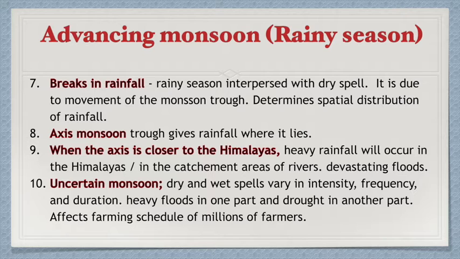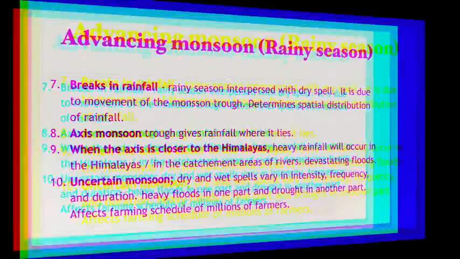When the monsoon axis is closer to the Himalayas, heavy rainfall occurs in that region. When it moves away from the plain, that plain area experiences a break in the monsoon season. Another important characteristic is the uncertain monsoon. Dry and wet spells vary in intensity, frequency and duration in India. Heavy floods are experienced in one part, whereas drought is experienced in another part. Monsoon flow, intensity, frequency, amount and spatial distribution severely affect the schedule of millions of farmers.